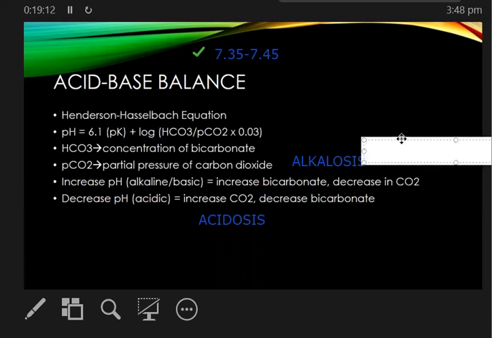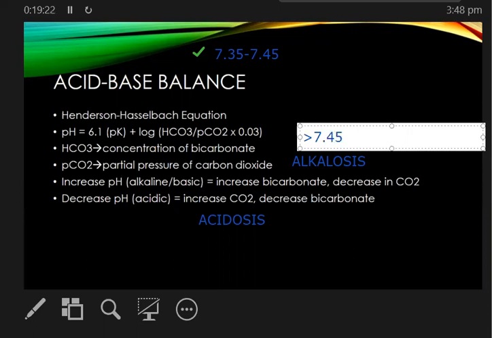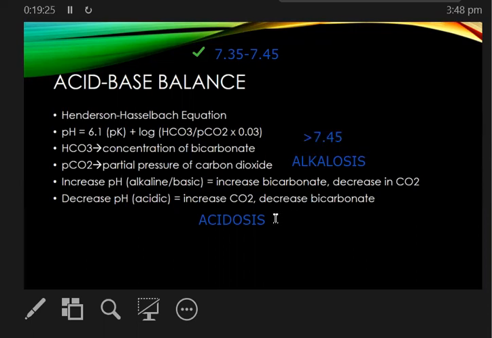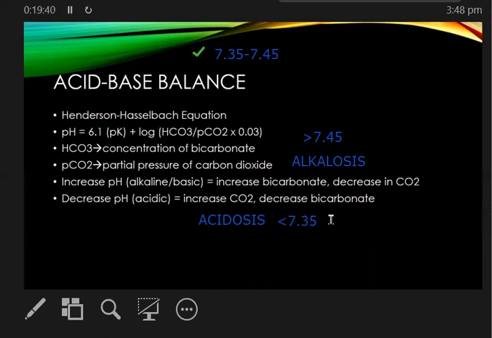Let us quantitate your alkalosis. Alkalosis happens if the pH is greater than 7.45. That is already a state of alkalosis. On the other hand, if the pH is less than 7.35, then your body is already in a state of acidosis.